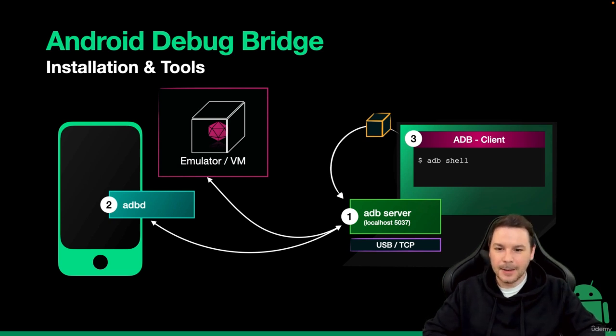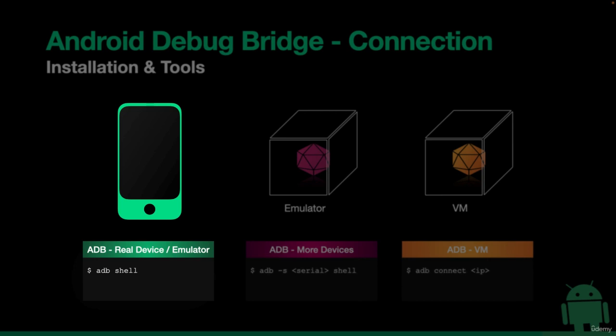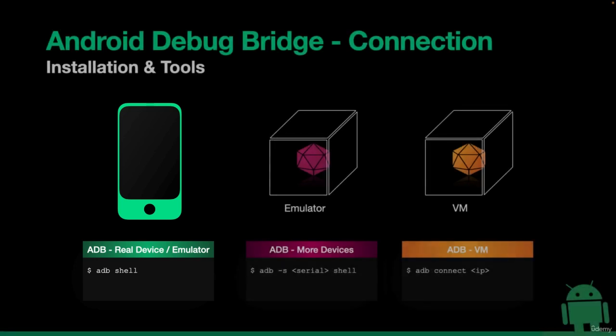All right. Next, I would like to talk about the connections to those devices because this can sometimes be a little bit tricky. The easiest way to get a connection is using a real device, plugging it in via USB and then executing ADB shell. Afterwards, we get our prompt and we are good to go. Perfect. This also works for the emulator. So let's say it's using an emulated USB interface in there.